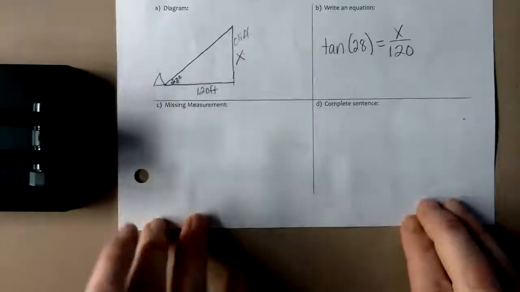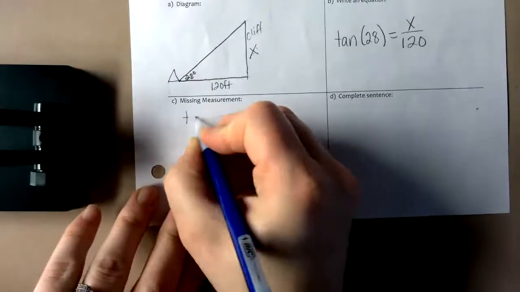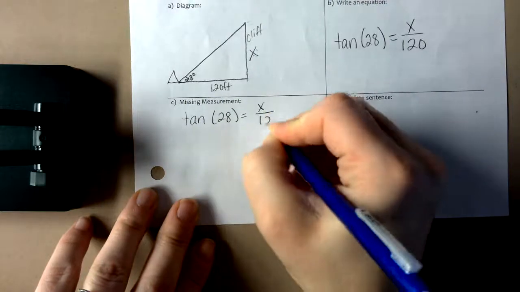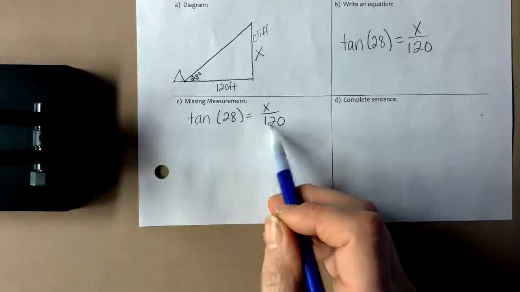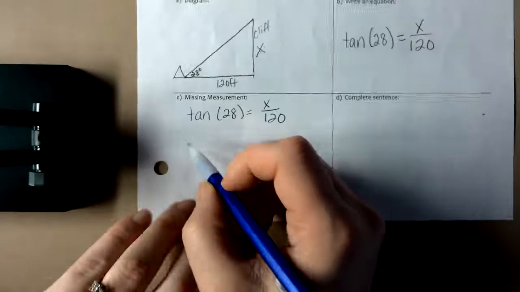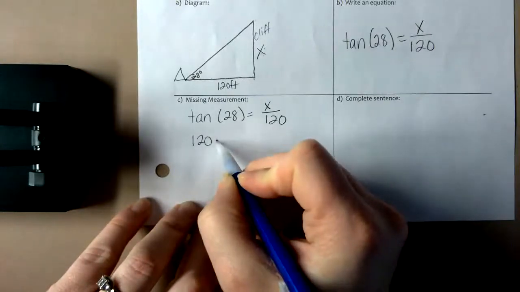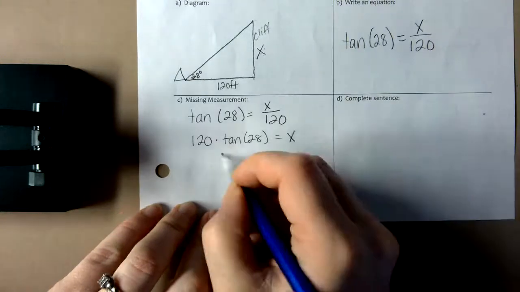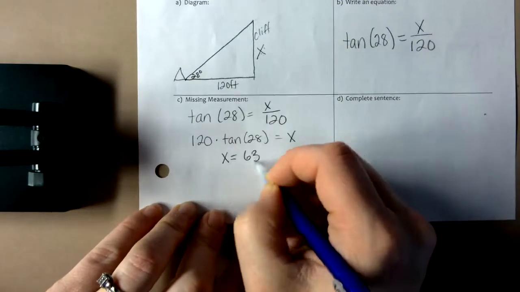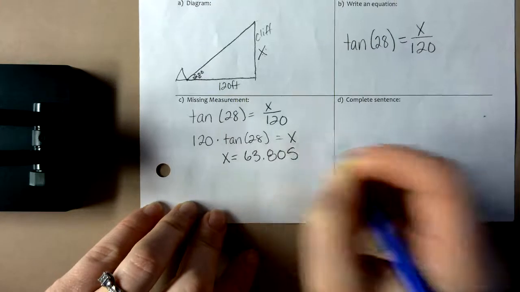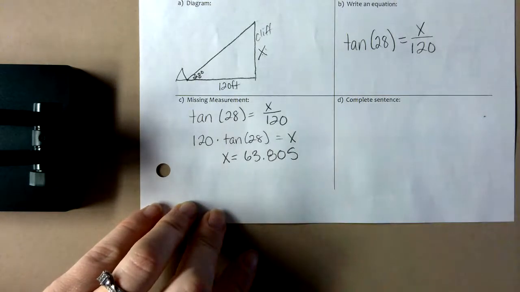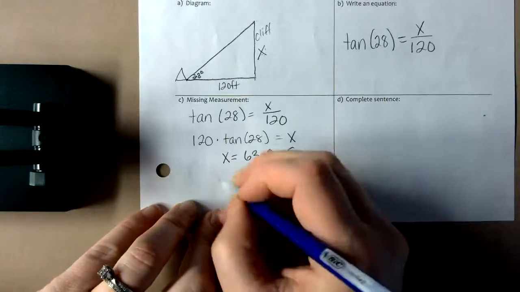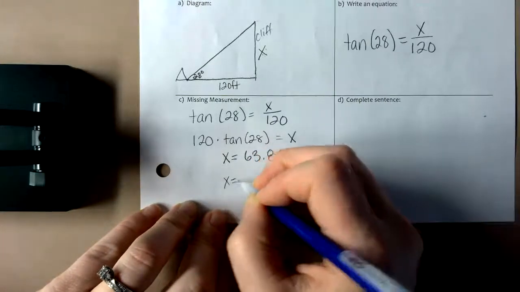Now when we solve it, so you have tangent of 28 equals X over 120. So again, to solve this, you have to multiply both sides by 120. So on your calculator, you're going to type 120 times tangent of 28. That will equal X. So you'll get X equals 63.805. It said to round to the nearest foot, so you will not have any decimals. So this is 0.8, so we have to round up. So we'll say X equals 64.